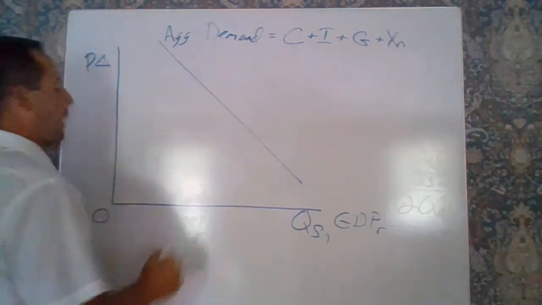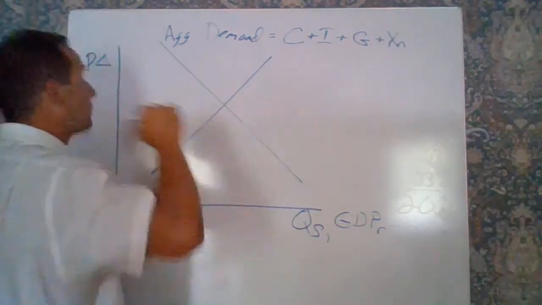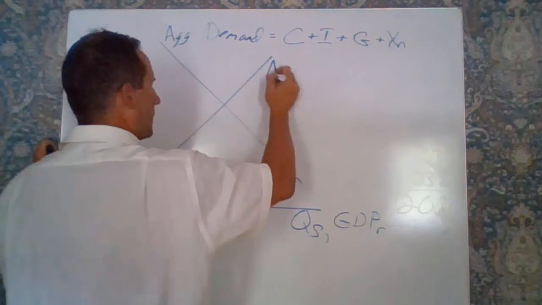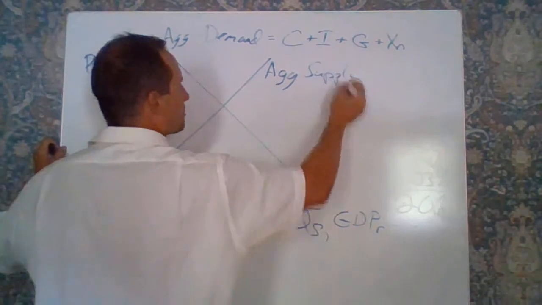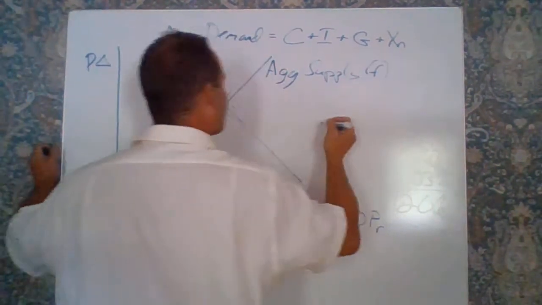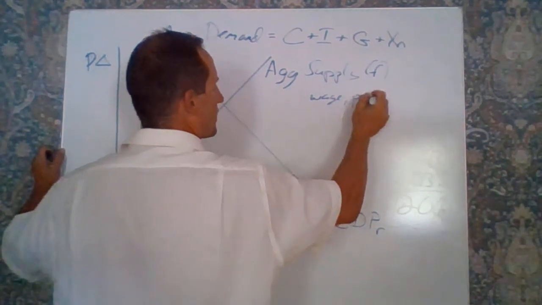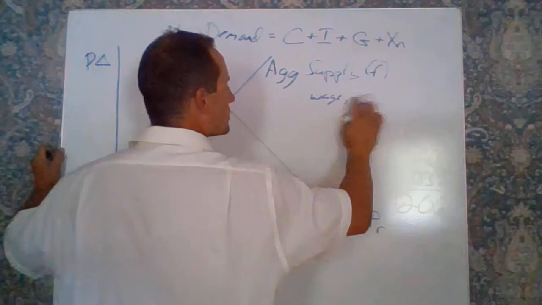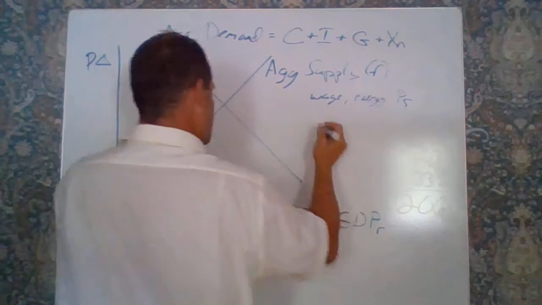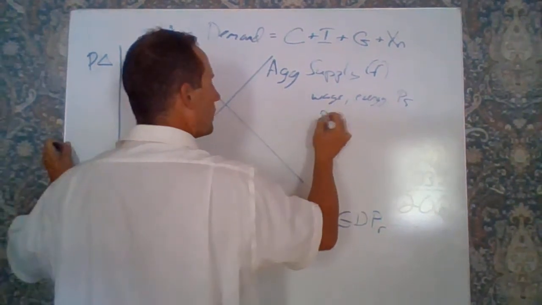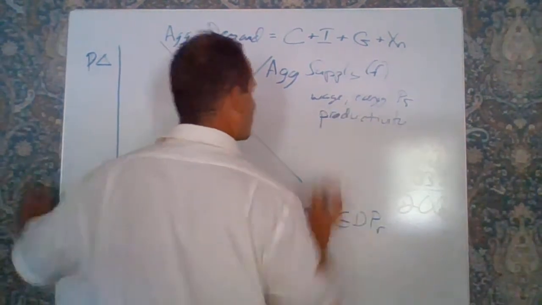Now, aggregate supply, or we could call this SRAS, but I won't. I'll just simply call it, instead of supply, aggregate supply. And aggregate supply is a function of wage and energy prices and productivity. What inventions do we have? What laws or deregulation do we have?